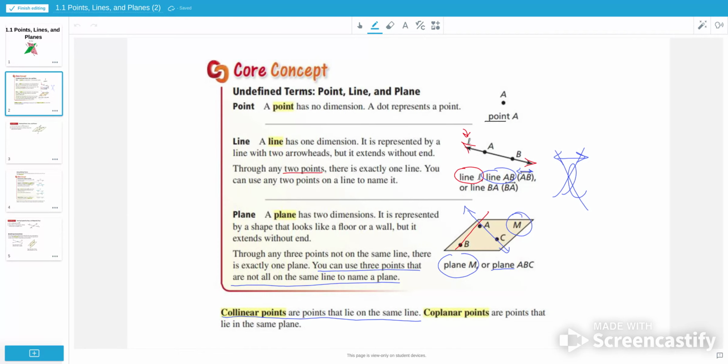And then coplanar points are points that are all in the same plane. And so again, if we're looking at this plane up here, A, B, and C are all points that lie in the same plane. So co kind of means that we're sharing. And so collinear, they're sharing the same line, so they're on the same line. Coplanar, they share that plane, and so they're points that are all in that plane.